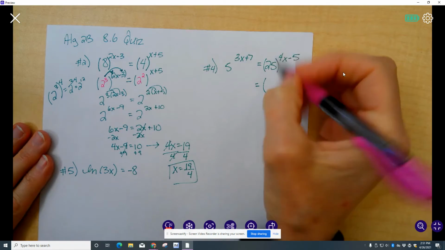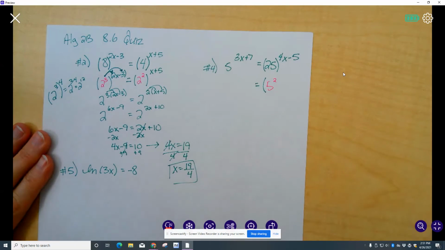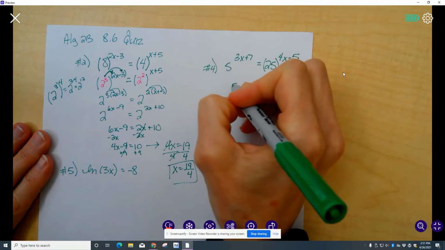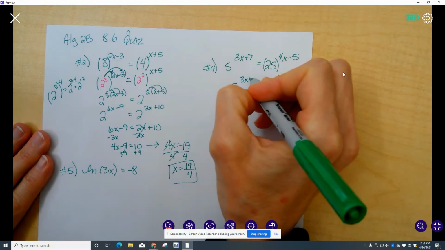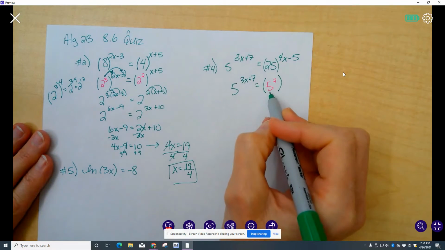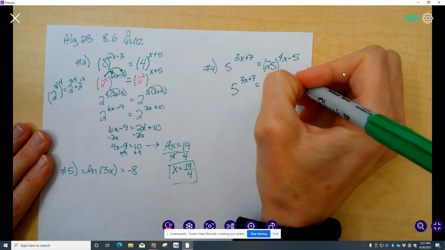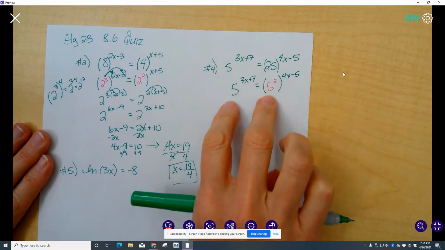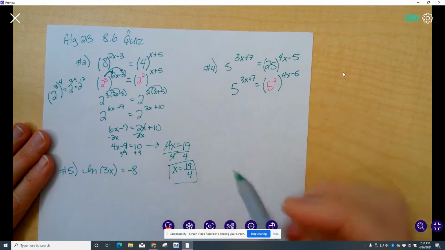I can write 25 as 5 to the second power. So this is a case where I only have to rewrite the right side of my equation. So now I have 4x minus 5. So 25 is the same as 5 to the second power, so I've just rewritten that.